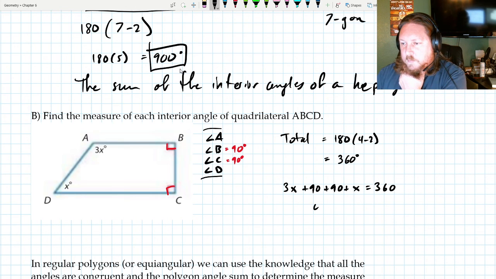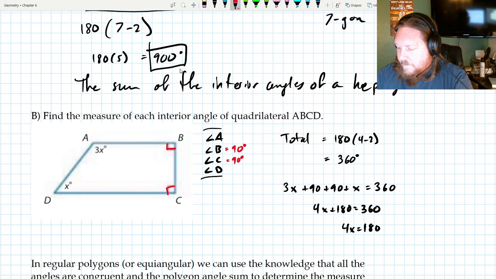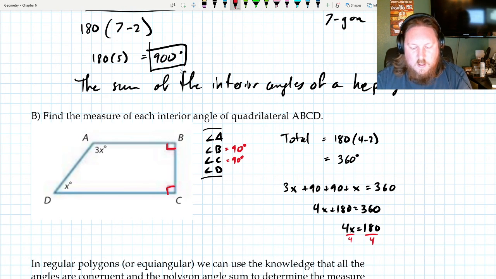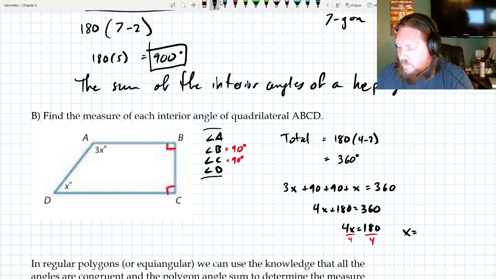Combine some like terms. 4x plus 180 equals 360. Subtract 180 from both sides. 4x equals 180. And then I divide by 4. 180 divided by 4, you can probably guess what it is. It's 45. So x equals 45.